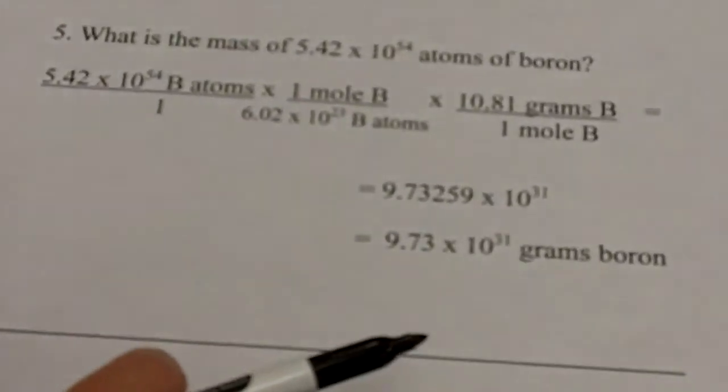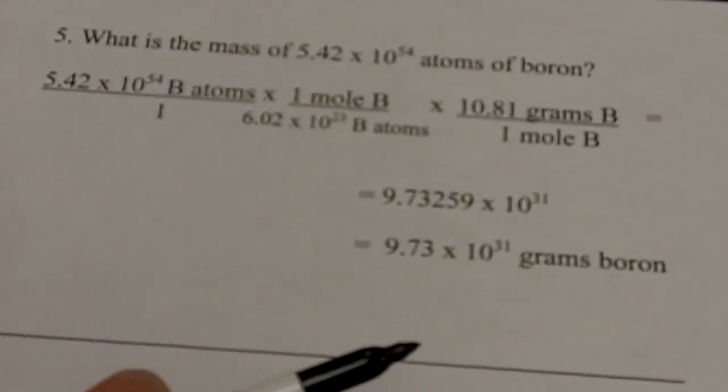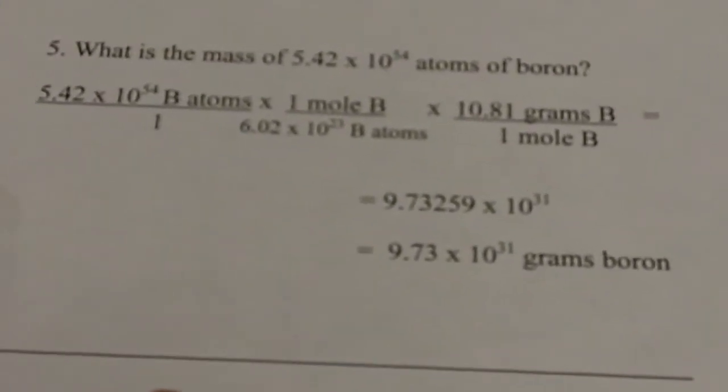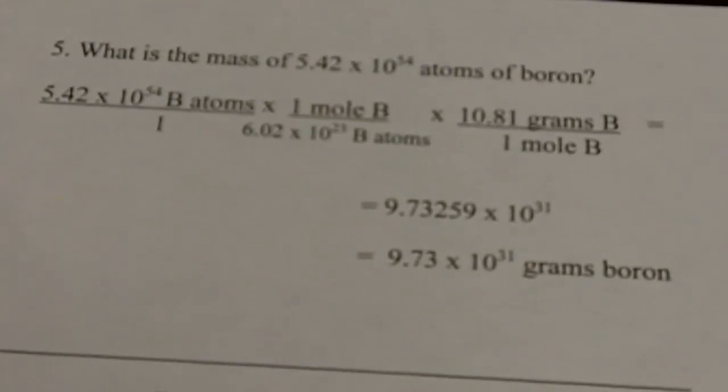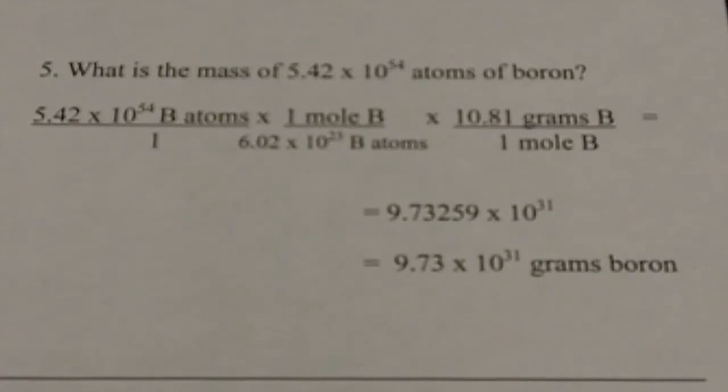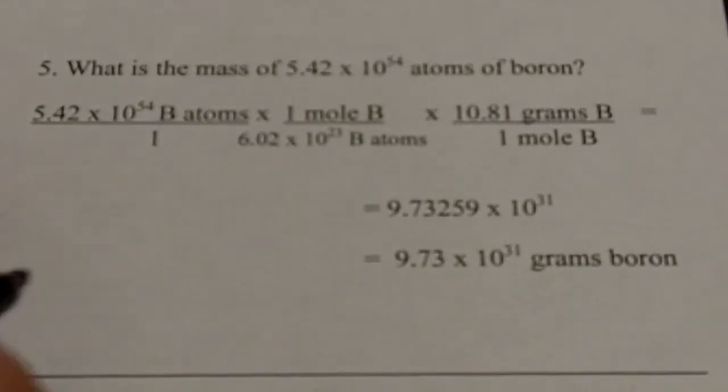All right, let's go to number 5. Number 5 says, what is the mass of 5.42 times 10 to the 54th atoms of boron? What is the mass of 5.42 times 10 to the 54th atoms of boron?